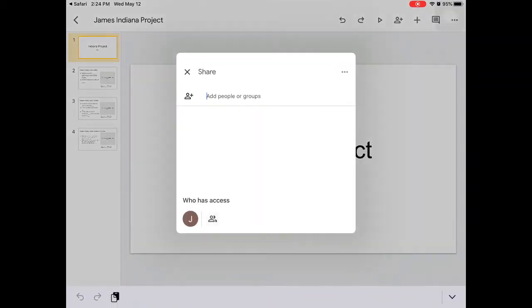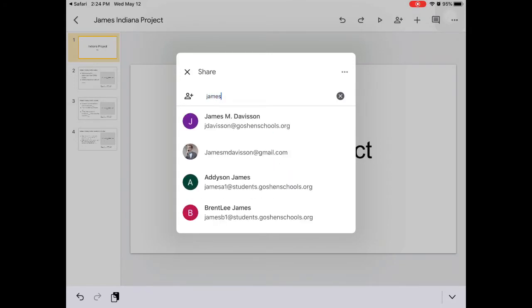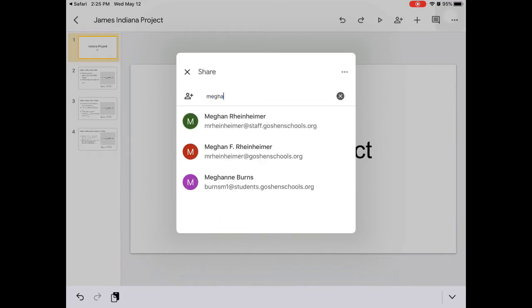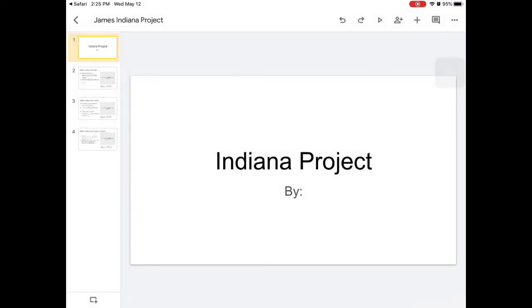Plus button. My teacher's name is James Davison at staff.Goshen Schools. And your teacher's name might be Megan Reinheimer instead. Okay. Once you've done that sharing, you are ready to begin.